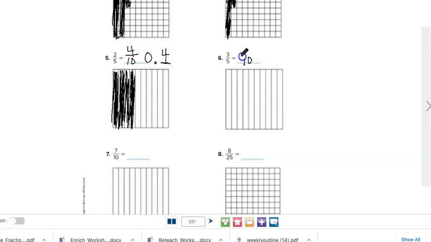Number 6, again, I can easily get to 10 by multiplying 5 times 2. So I'm going to do 3 times 2 to get 6/10. And I would write that 0.6, 6/10. And I'm going to shade in 6 of these. 1, 2, 3, 4, 5, 6.